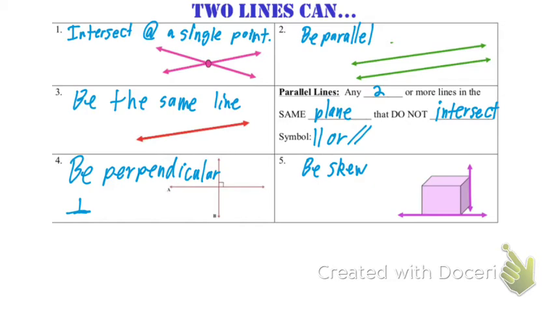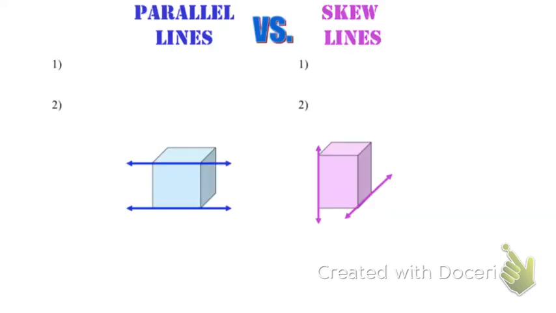They're not parallel. Okay, let's say this box. If this front is a plane, the top edge and the bottom edge would be parallel because they're in the same plane and they don't touch. But this line up here and this line down here would be skew. They're in different planes and they don't touch. So parallel and skew both don't touch, but parallel is same plane, skew is different plane. We'll talk about this in a second, parallel lines versus skew lines. The first thing they share is that they do not intersect.